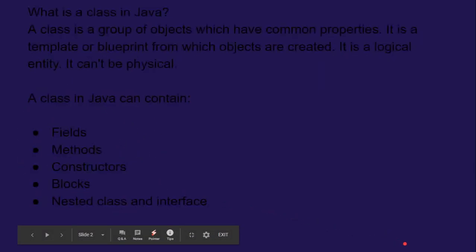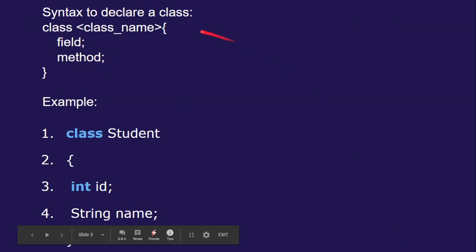So let us see them one by one. Next, how to declare the class. The class can be declared as class, this is the keyword, and this is the class name. This class name is a user defined name. We can give any name of our choice, then open the curly bracket and then field and method. That means field is also called data or member, and method is also called member method or a function.